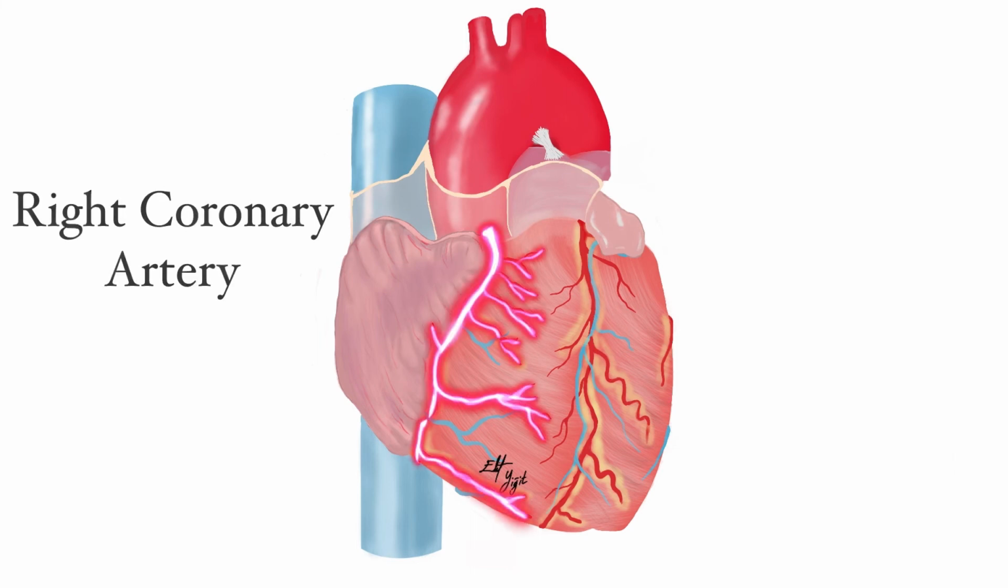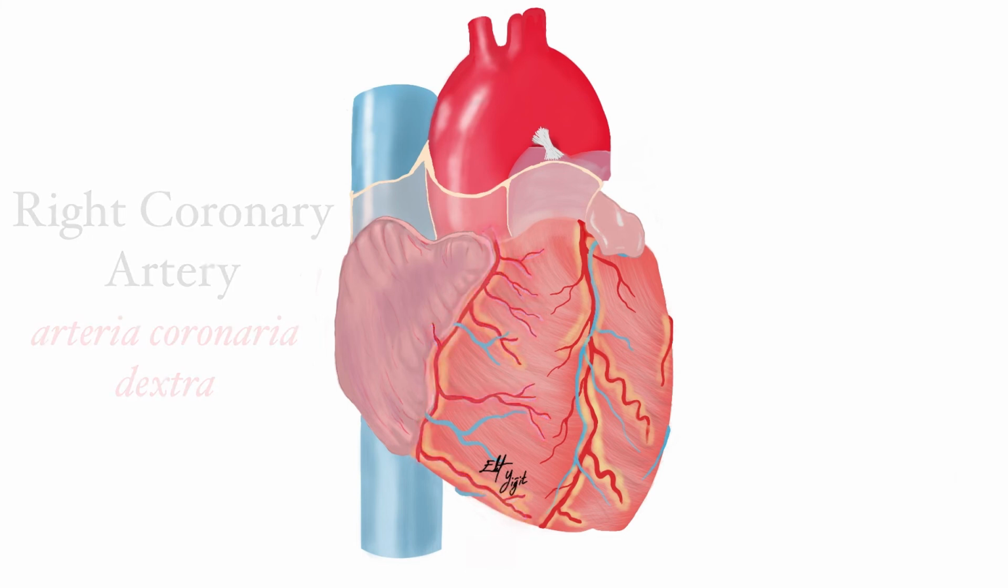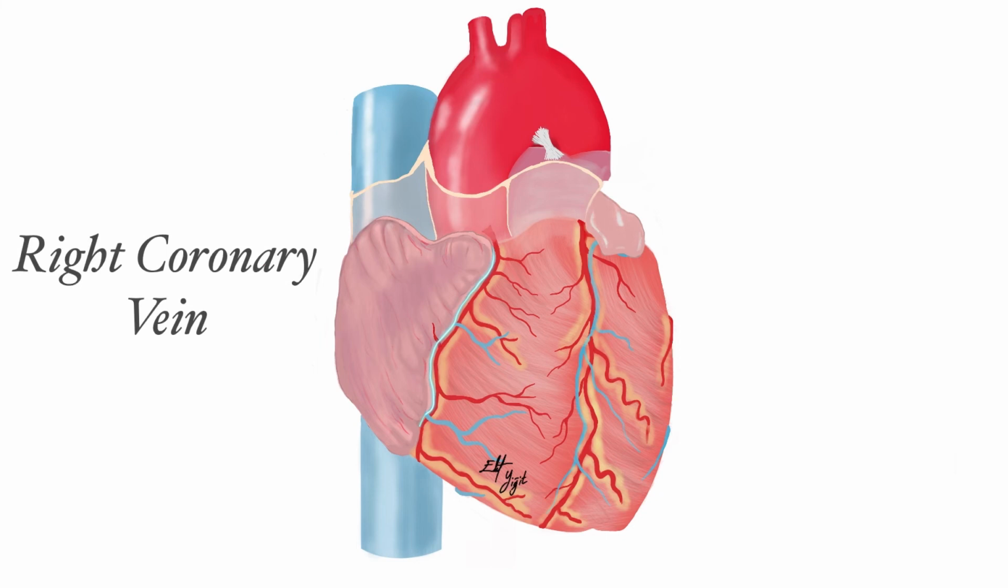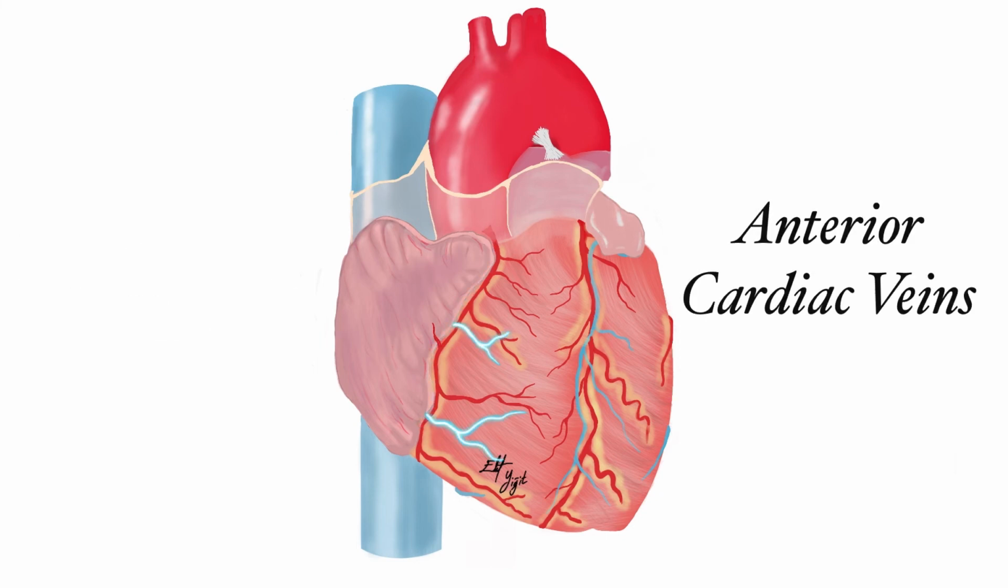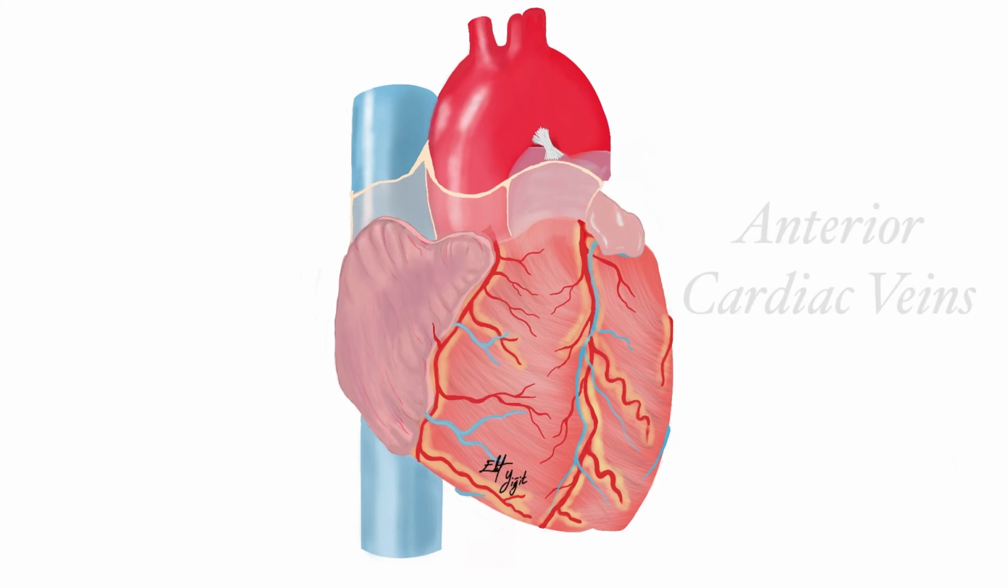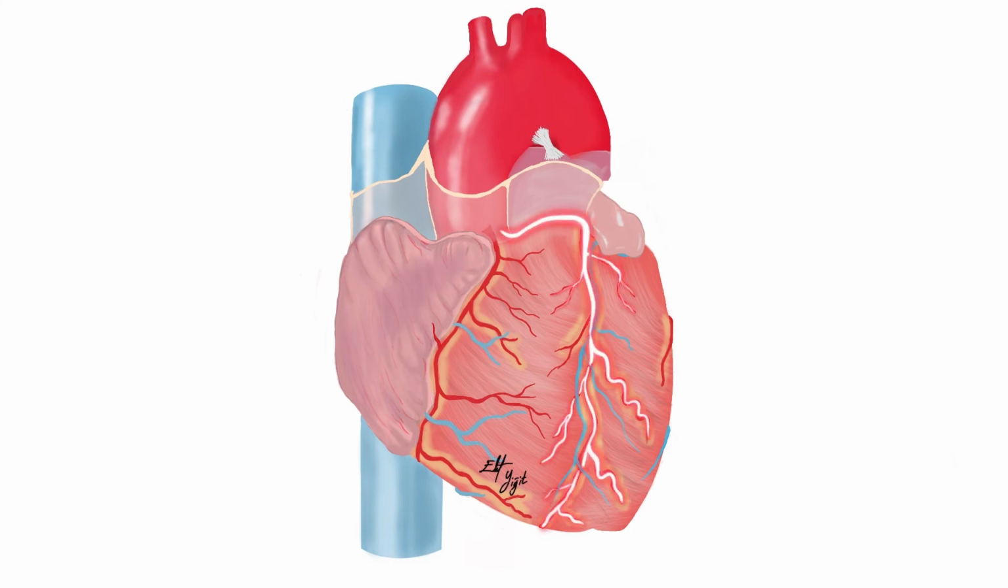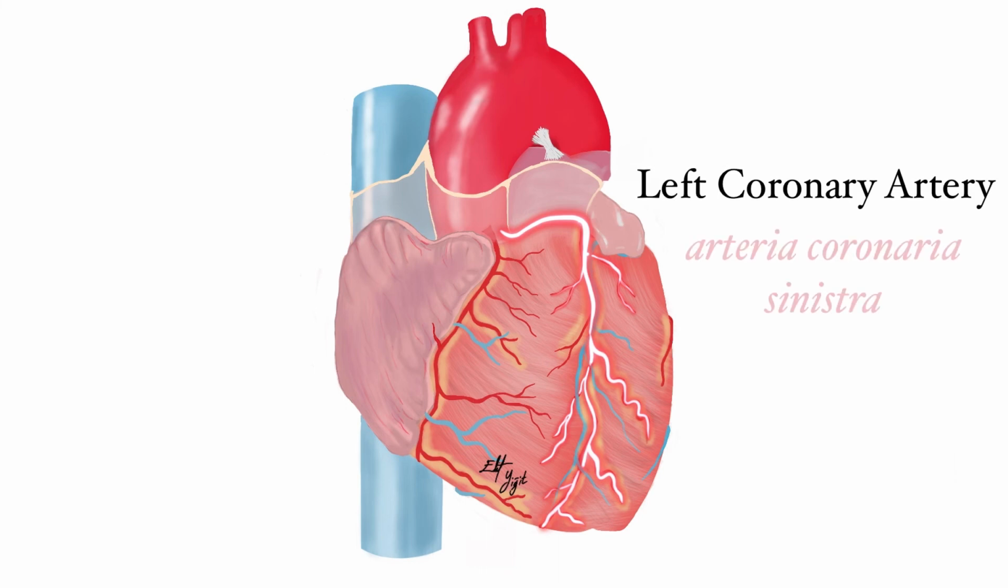This artery is right coronary artery or arteria coronaria dextra. Also from coronary sulcus, right coronary vein and anterior cardiac veins pass. There is another coronary artery which arises from ascending aorta. This artery is left main coronary artery or arteria coronaria sinistra. It is also known as left anterior descending artery, abbreviated as LAD. It is one of the two main coronary arteries that supply the heart with oxygenated blood.